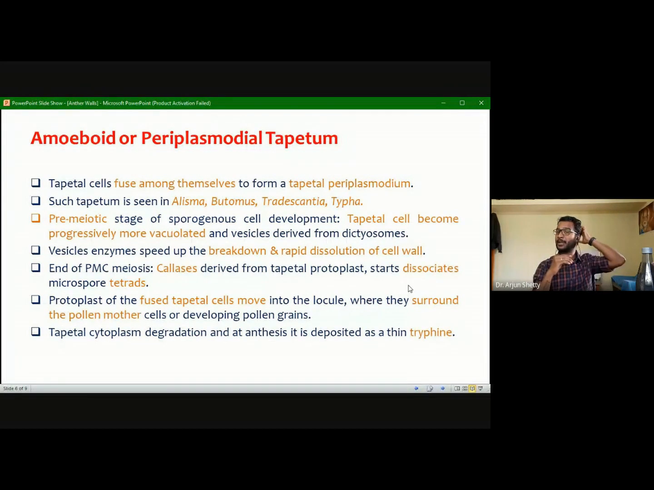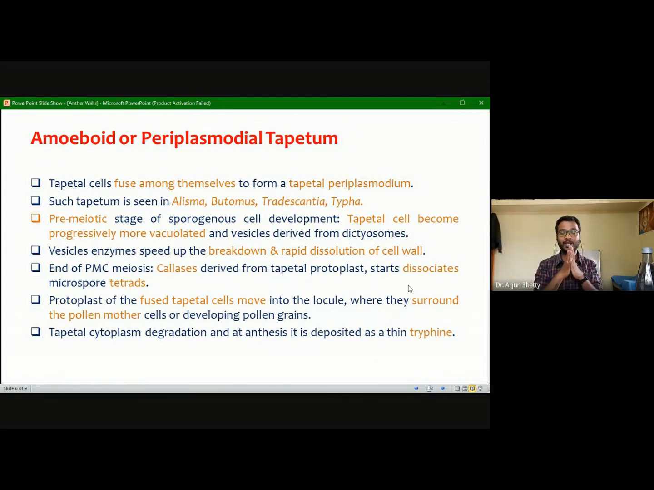Usually such a periplasmodial or amoeboid type of tapetum we are going to see in Alisma, Butomus, Tradescantia, and Typha. Hope that you people have understood the periplasmodial type. Some of the points I would like to explain are how this periplasmodial type is very interesting, and what is the difference from the other type, the secretory type of tapetum.